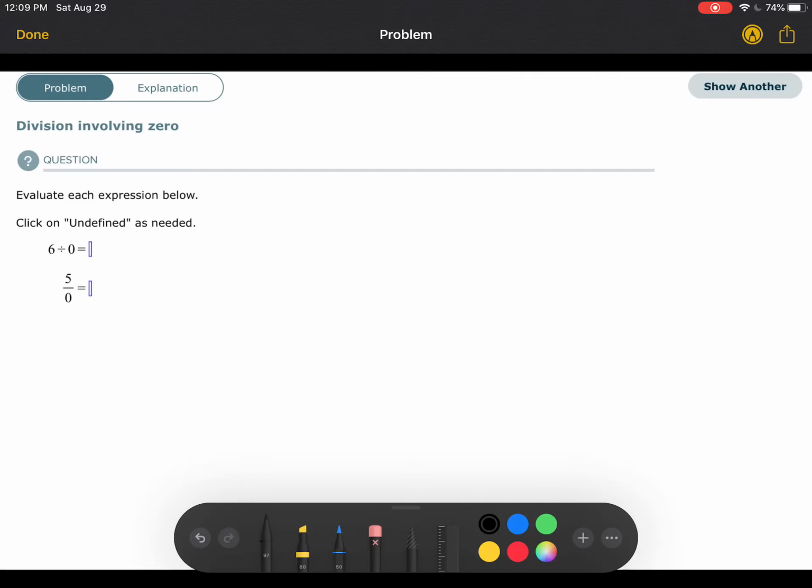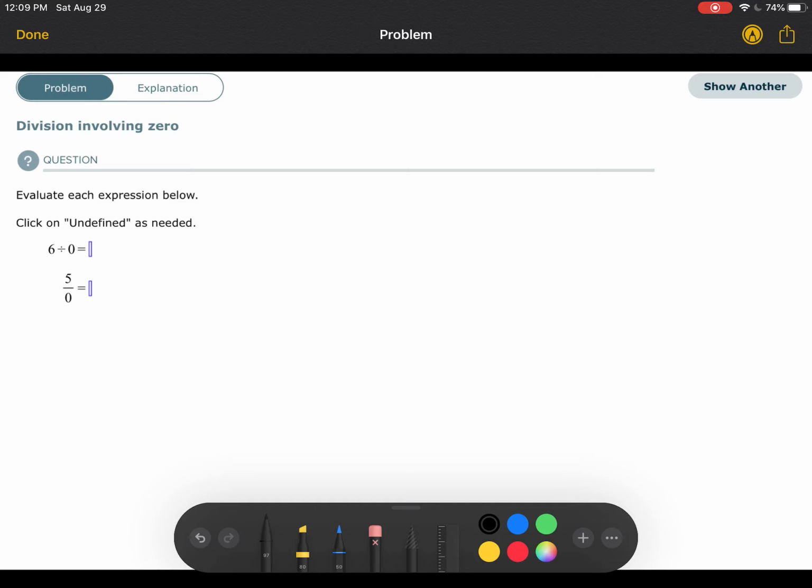Okay guys, so this video is going to show you the questions that are talking about division involving 0. So for these first two questions, it says evaluate each expression below. So that just means to solve. So before we get into that, there's a couple of things I need you to know.